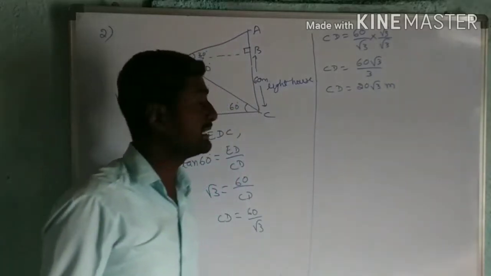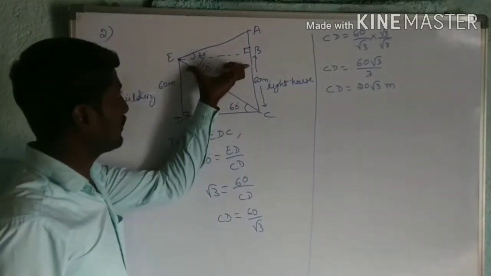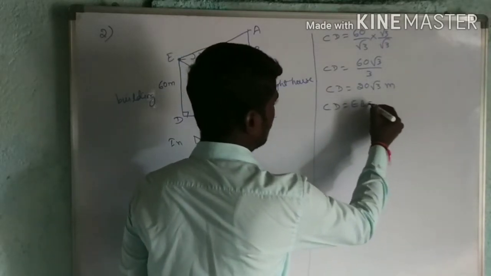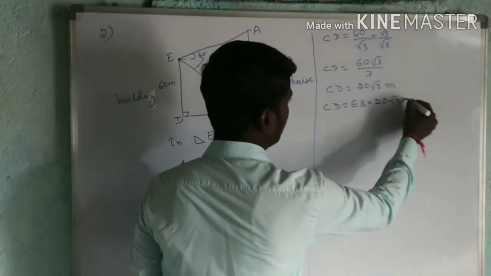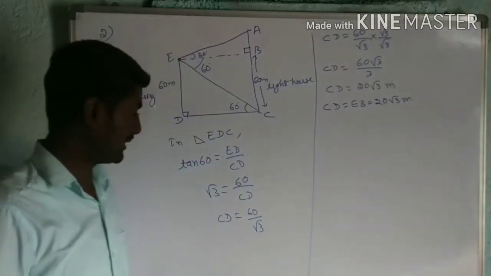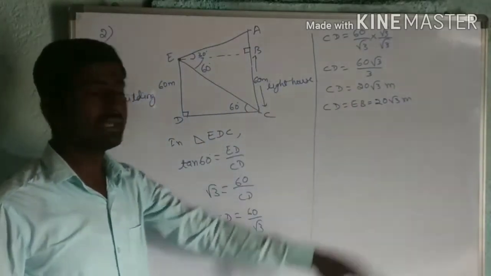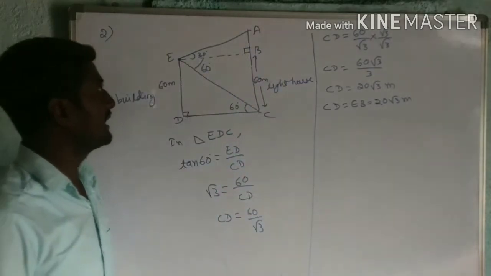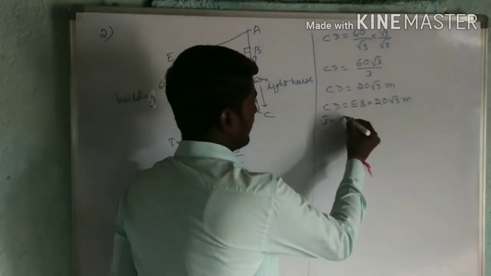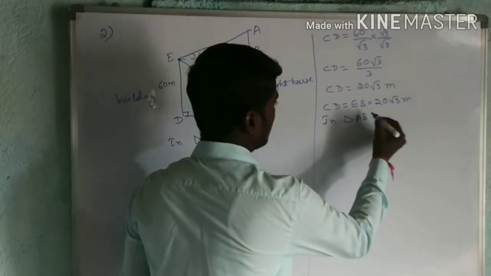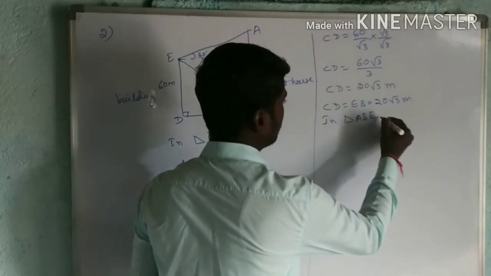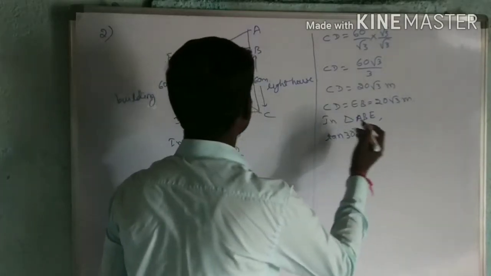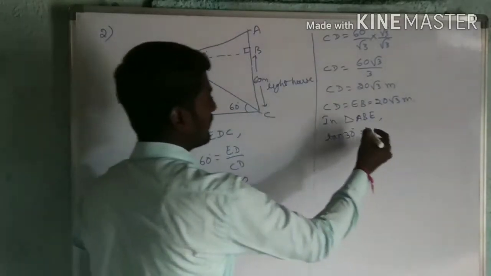Now CD is nothing but EB, both are the same. CD is equal to EB is equal to 20 root 3 meter. From one right angle triangle I got EB equal to CD equal to 20 root 3 meter. I'll go for another right angle triangle, ABE. In right angle triangle ABE, now tan 30 degree I will apply. Tan 30 means AB divided by EB.